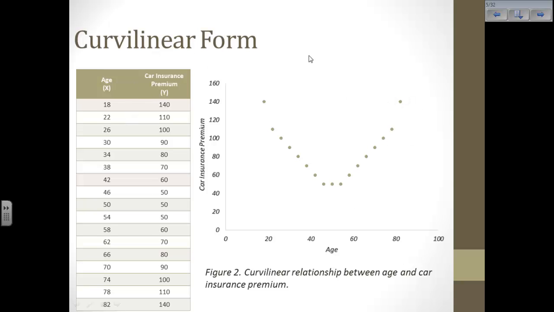So in both of these instances, there's not a consistent increase or decrease in Y as X increases. In this case, it decreases and then it starts to increase at a certain point. Neither one of these are the types of relationships we are going to focus on. We are going to focus on linear relationships, which is the most straightforward and the most commonly assessed.